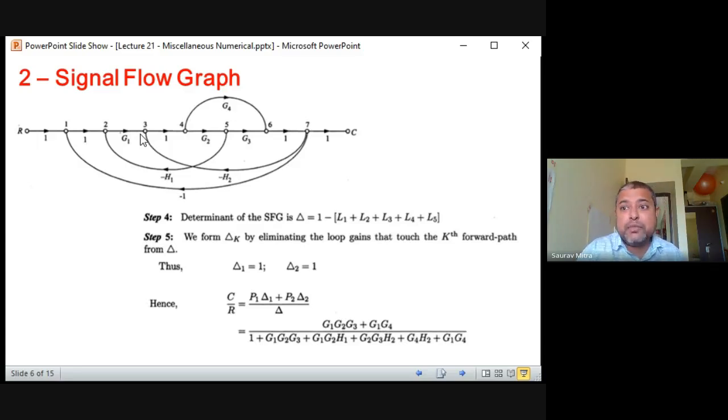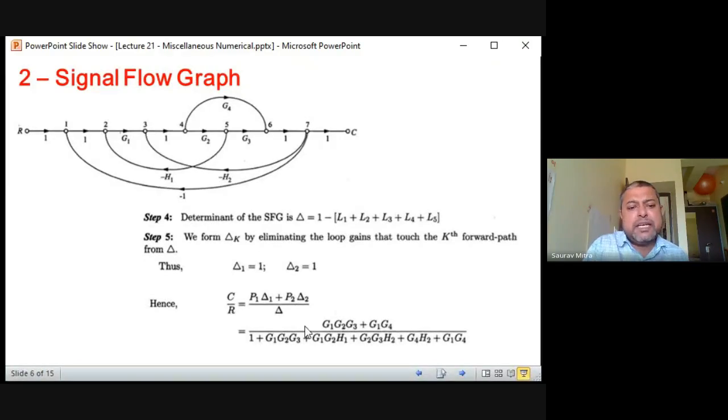What is meant by overlap? Overlap means when a forward path is having at least one common node with every loop, okay, then they are called touching. So the touching point is a node. That means here you are finding there are 5 loops and there are 2 forward paths. So each forward path is sharing at least one node with all the loops that you will find. So in that case, delta 1 and delta 2 will be equal to 1.